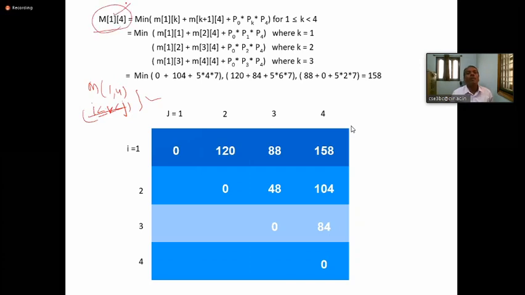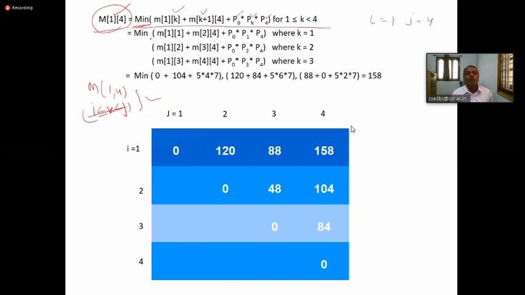M of 1 comma 4 is equal to minimum of M of 1 comma K plus M of K plus 1 comma J, plus P of I minus 1, P of K, P of J. What is J? J is equal to 4. Are you clear? This formula I am applying. What is I? I is equal to 1. What is J? J is equal to 4.